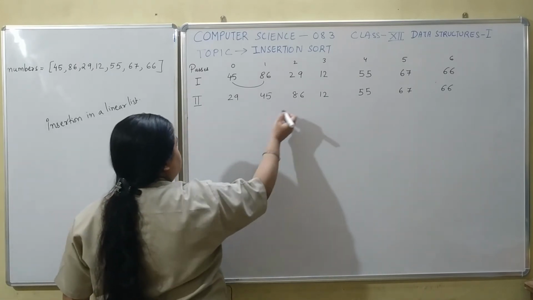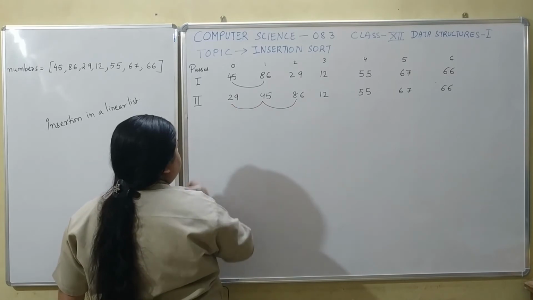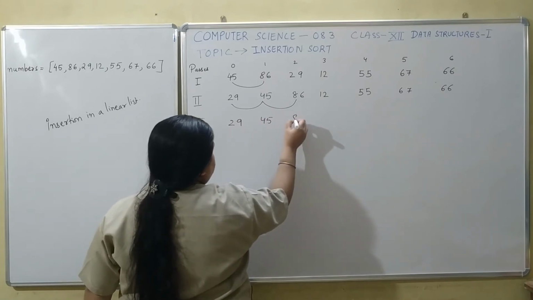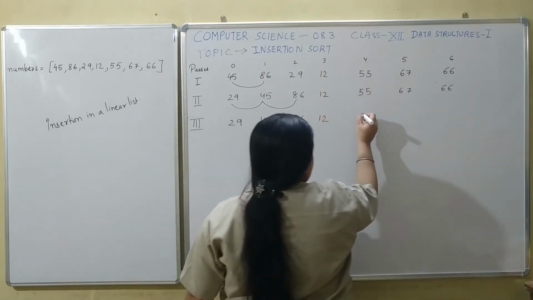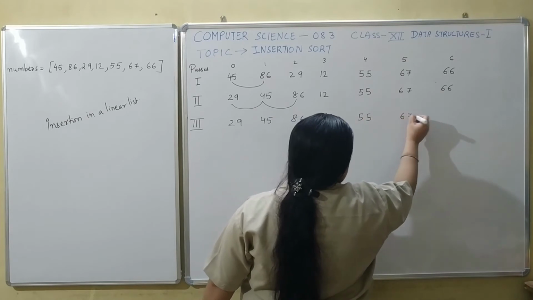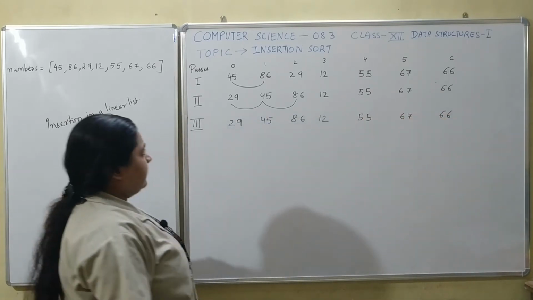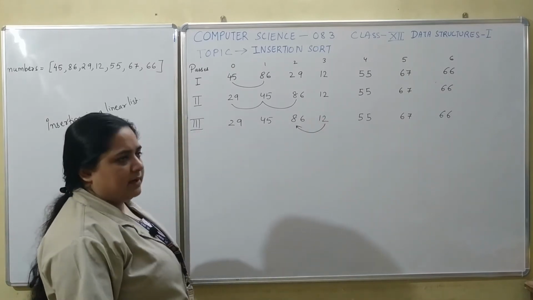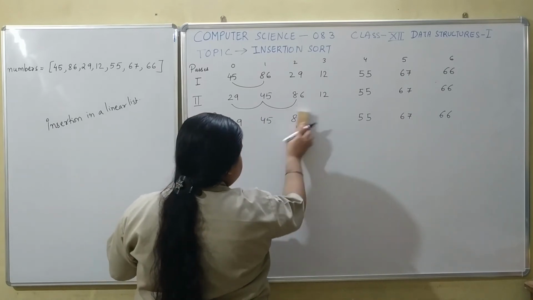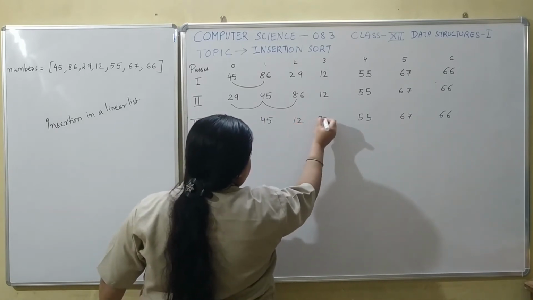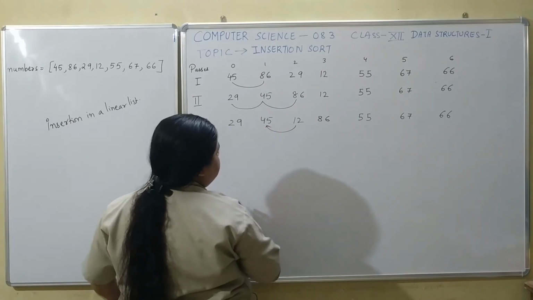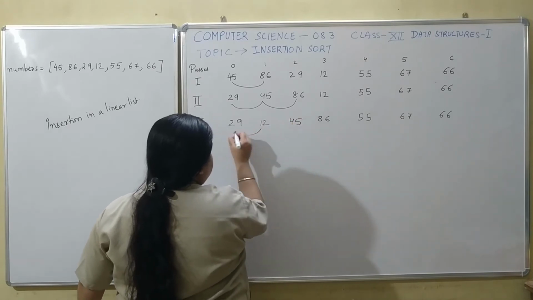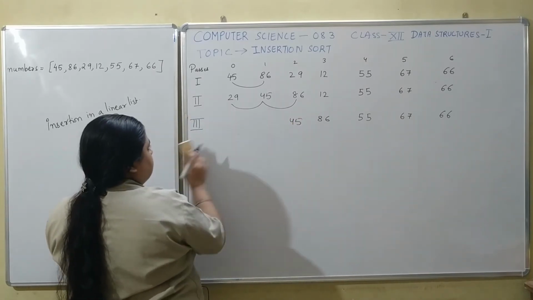Coming to the third pass. So it was something like this. Now in the third pass we start from element 3. So is 12 less than 86? Answer is yes. Is 12 less than 45? Answer is yes. Is 12 less than 29? Answer is yes.